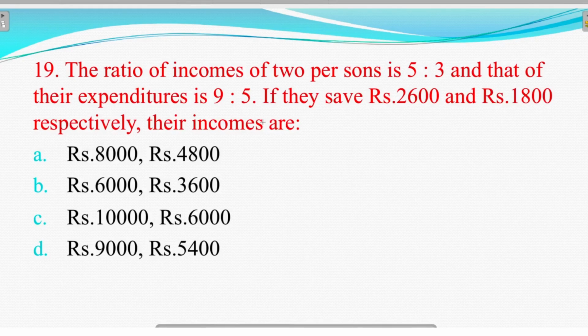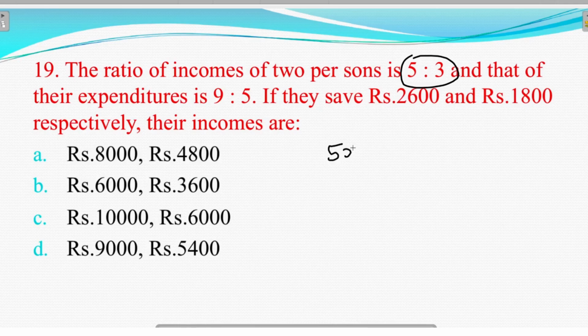Next question. The ratio of the income of 2 persons is 5 is to 3 and that of their expenditure is 9 is to 5. If they save 2,600 and 1,800, find their income. The ratio will be 5 is to 3, but whether it is a 3 multiple or 5 multiple, I can't tell the answer. You have to do basics.